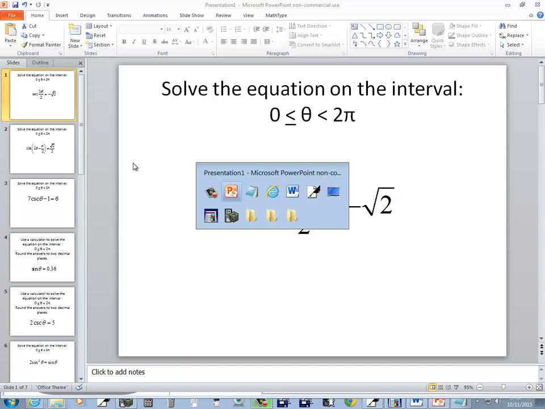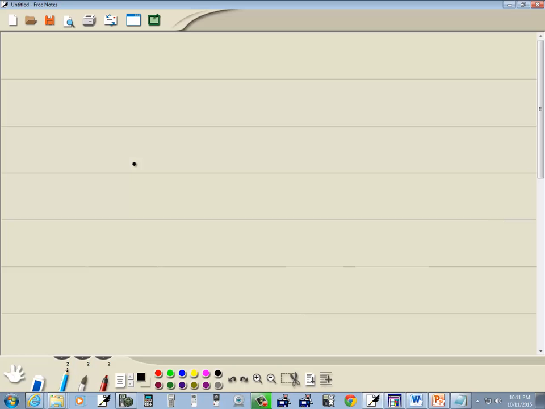Let's take a look at this problem. We got secant of 3 theta over 2 is equal to negative square root of 2. Now from algebra, if we had x over 3 is equal to 1/5, if you got a single fraction on both sides, then you can flip the fraction. So this becomes 3 over x, and this becomes 5 over 1.